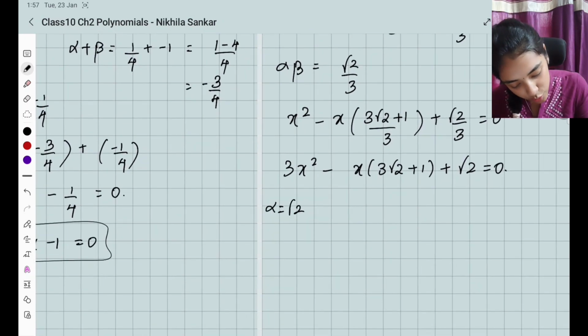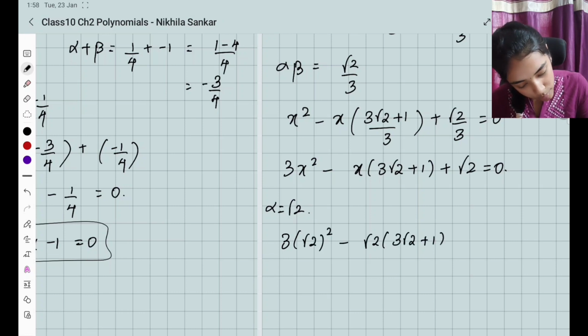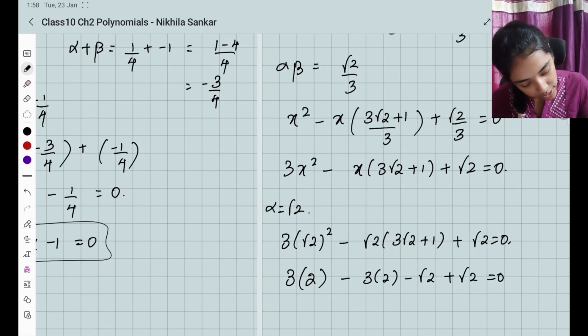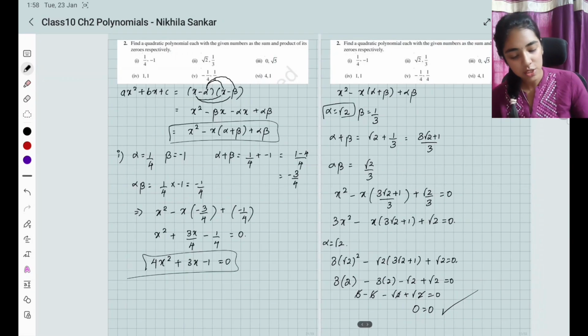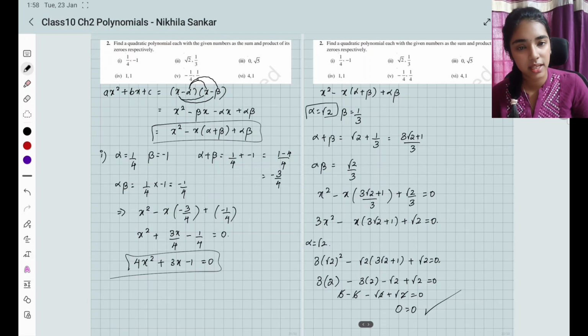When alpha equals root 2 and I substitute that, I have 3 into (root 2) squared minus root 2 into (3 root 2 plus 1) plus root 2 equals 0. When I multiply, I have 3 into root 2 into root 2, which is 2, minus, multiplying inside, 3 into 2 minus root 2, plus root 2 equals 0. So you have 6 minus 6 minus root 2 plus root 2 equals 0. So this gets cancelled, this gets cancelled. So you have 0 equals 0. So whatever equation you have found is correct, and we have checked that this is the zero.